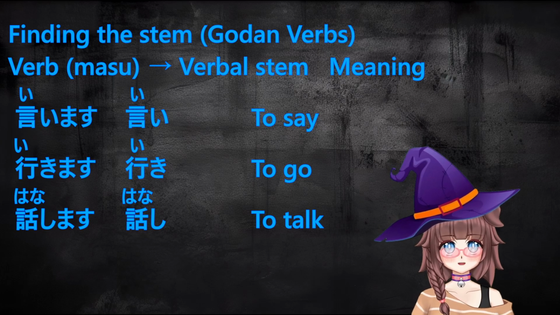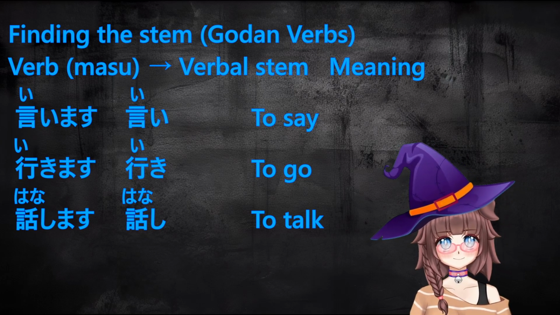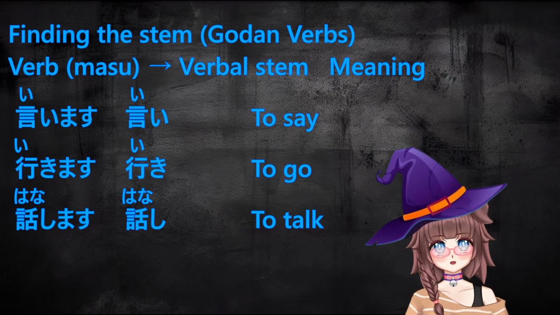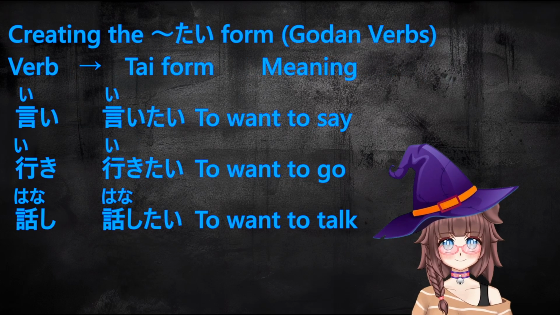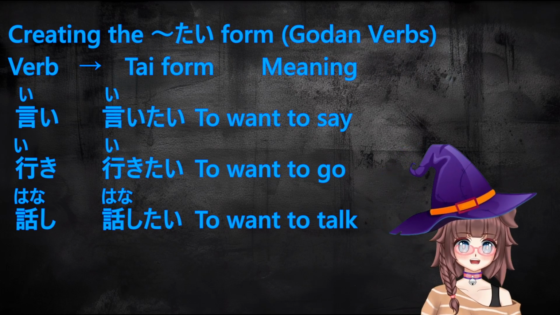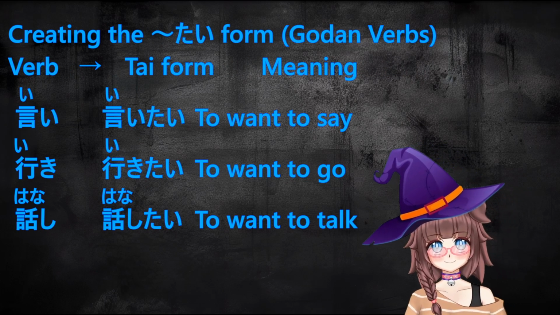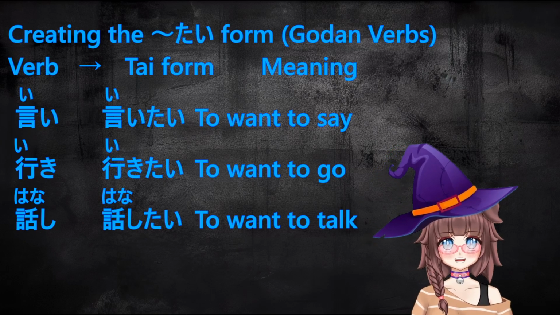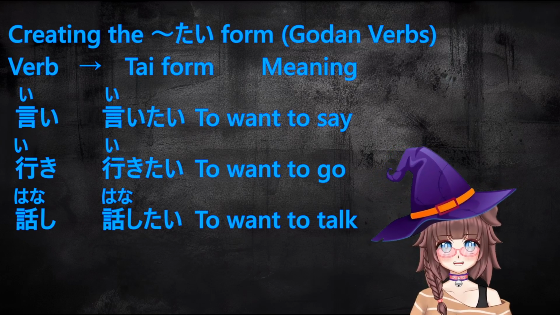Anyway, however we've gotten there, now that we have the verbal stem for these godan verbs, we can add our suffix to create this tai form, which means to want to do that verb. So we're starting with the verbal stem i, and we're adding tai to make itai, and that means to want to say.